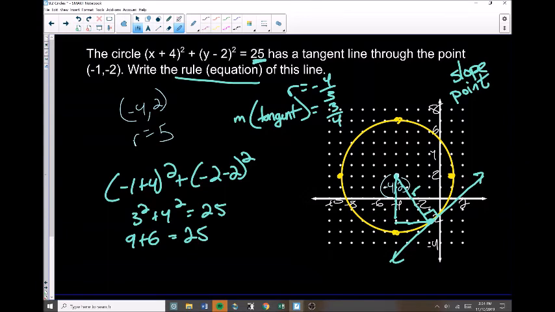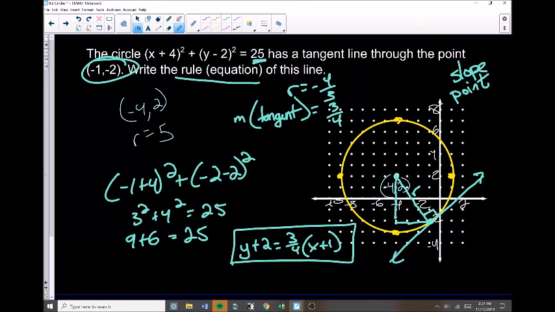The next thing that I need is just any point. We already have a point here. So I'm going to write this equation in point slope form. That would be y plus 2 equals 3/4 times x plus 1. That is the equation written in point slope form.